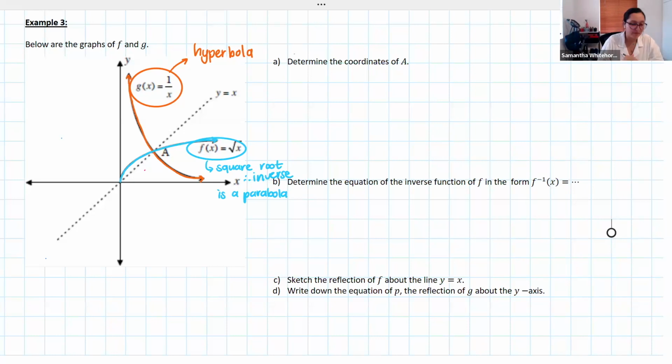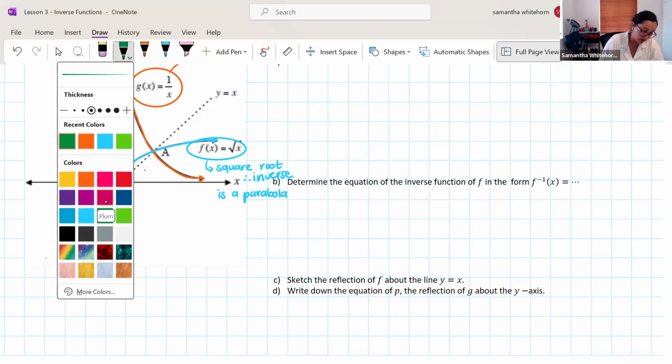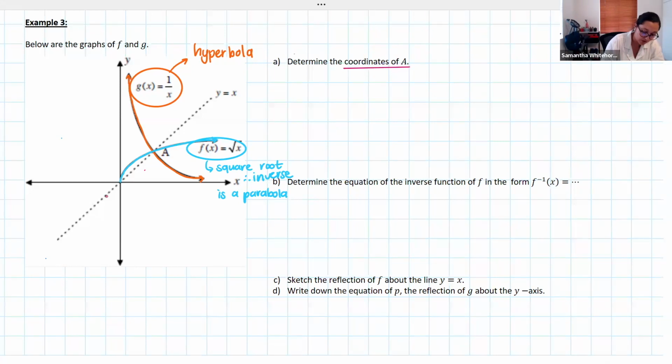Right, but let's have a look at these questions here. So question A says, doesn't say determine, it says determine the coordinates of A. So now we go to our graph. Here's A. Who can tell me what's special about A? What is A?